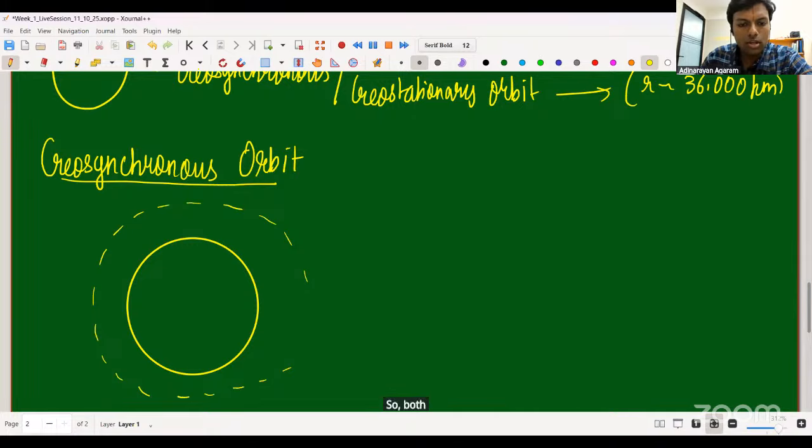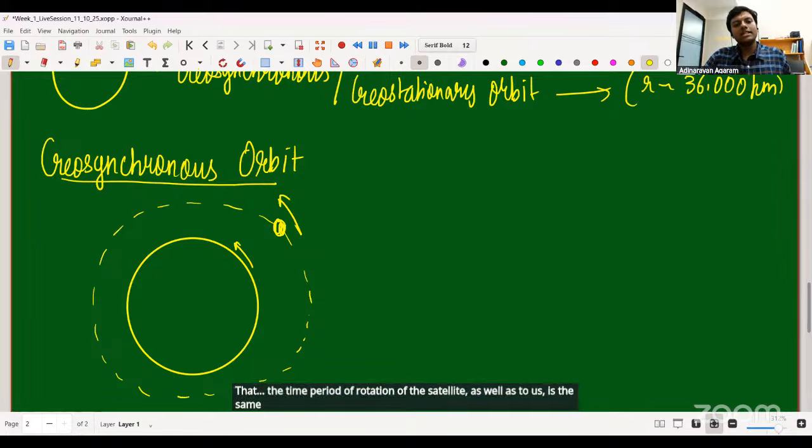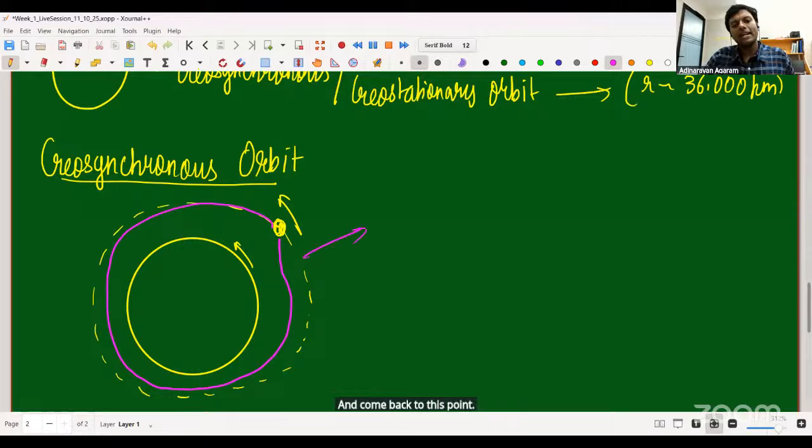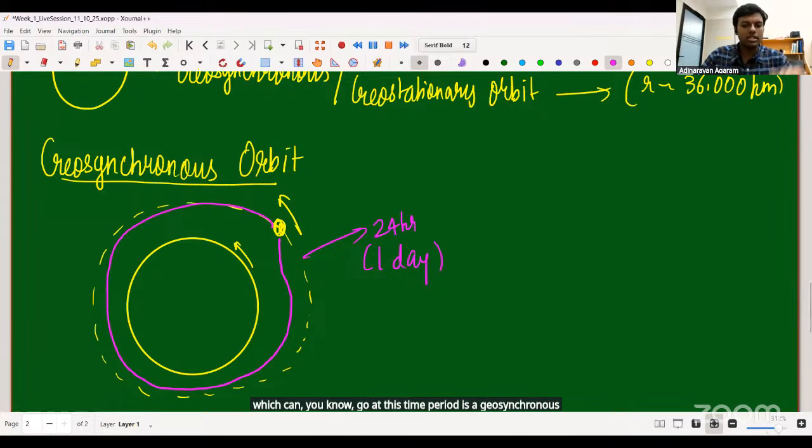So both you, by you I mean the satellite, the time period of rotation of the satellite as well as the Earth is the same. Say the satellite starts here at some time. For the satellite to completely go around this orbit and come back to this point will take about 24 hours, that is 1 day on Earth. That is a geosynchronous orbit. Anything on that orbit with a particular speed which can go at this time period is part of a geosynchronous orbit.